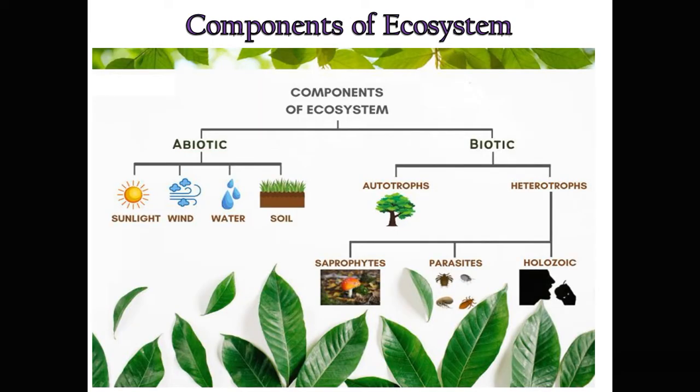What are the components of ecosystem? Ecosystem includes both biotic and abiotic components, living and non-living component. Abiotic components include sunlight, wind, water, soil. Biotic components include autotrophs, heterotrophs. Autotrophs can synthesize their own food material. Heterotrophs depend on others for the synthesis of food material. And heterotrophs are further divided into holozoic, parasites and saprophytes organisms.